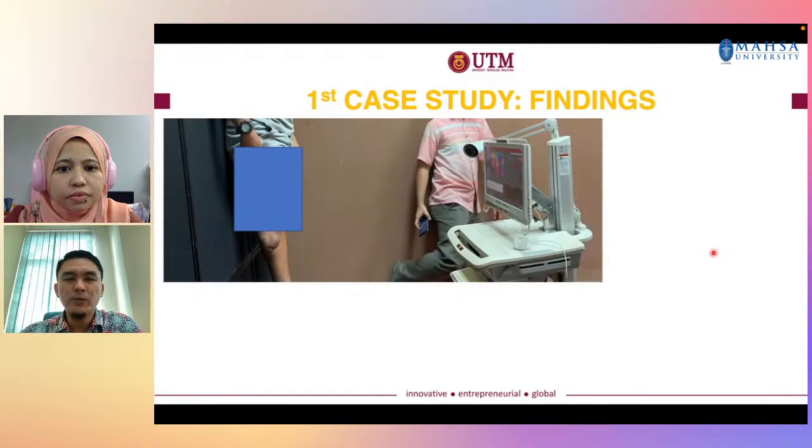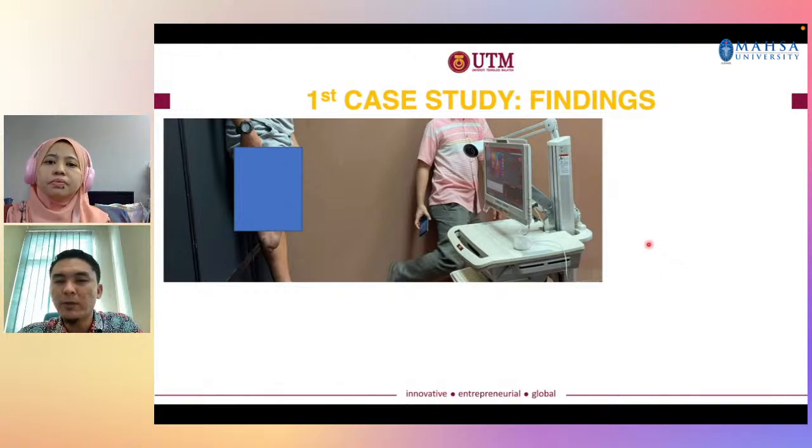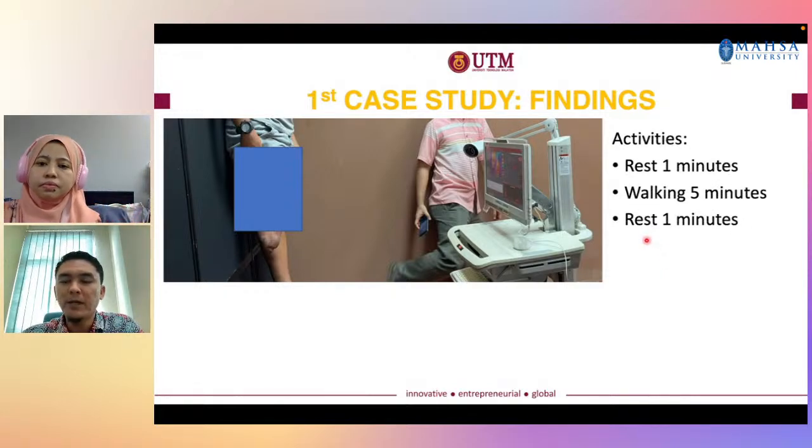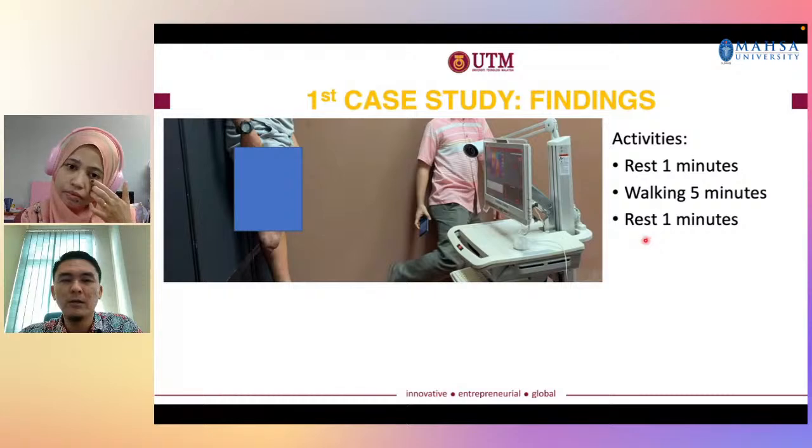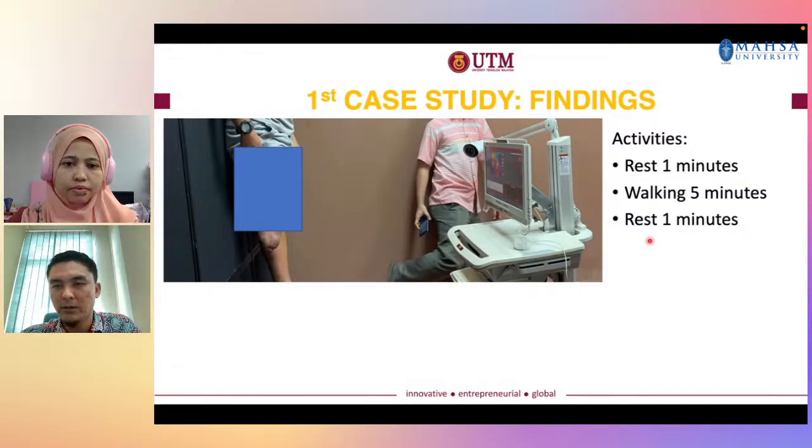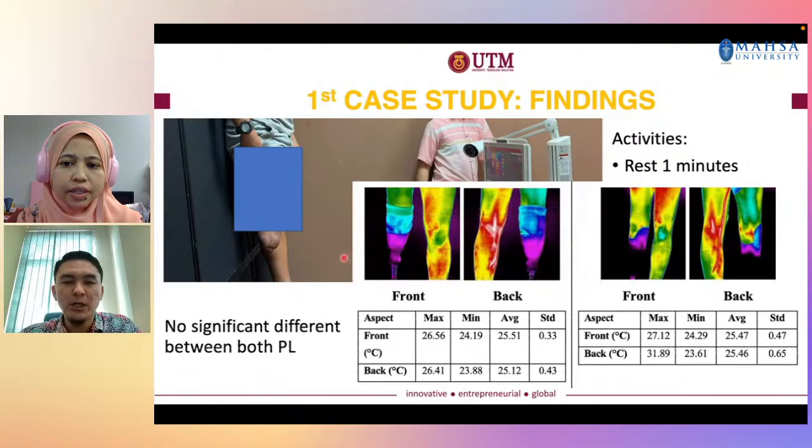And then we did some thermal imaging analysis, where we capture a picture of the leg to see the temperature released from the skin. There were some activities conducted. We asked the subject to rest around 1 minute, then walk 5 minutes, then rest 1 minute, and later we captured the image. This also shows no significance between both prosthetic legs, the conventional and the 3D printed.